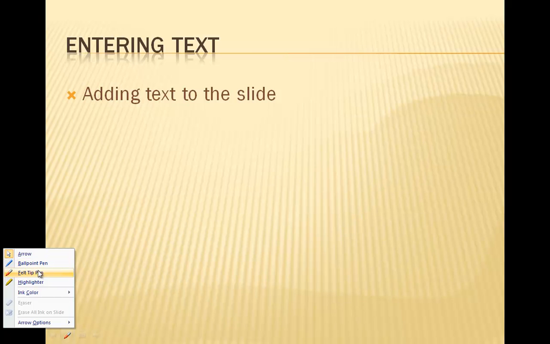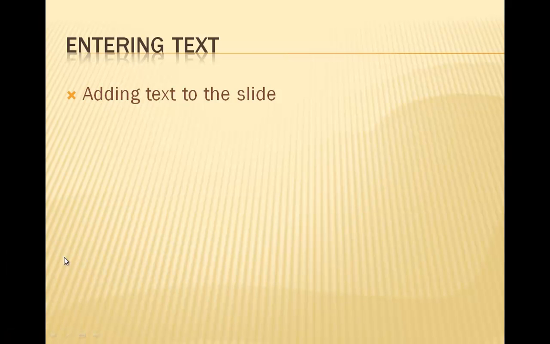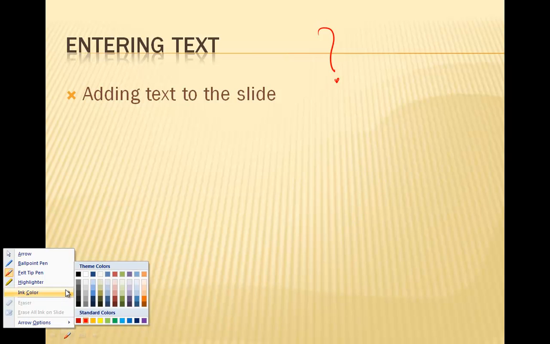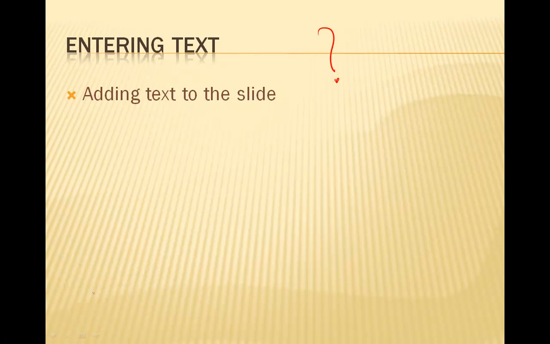And typically choose your felt tip pen. Now when you choose felt tip pen, by default, you get a red color appearing. So whatever I write over here will come in a red color. You can always change that color by clicking on this and choosing your ink color from one of these. Make sure it's nice and contrasting.